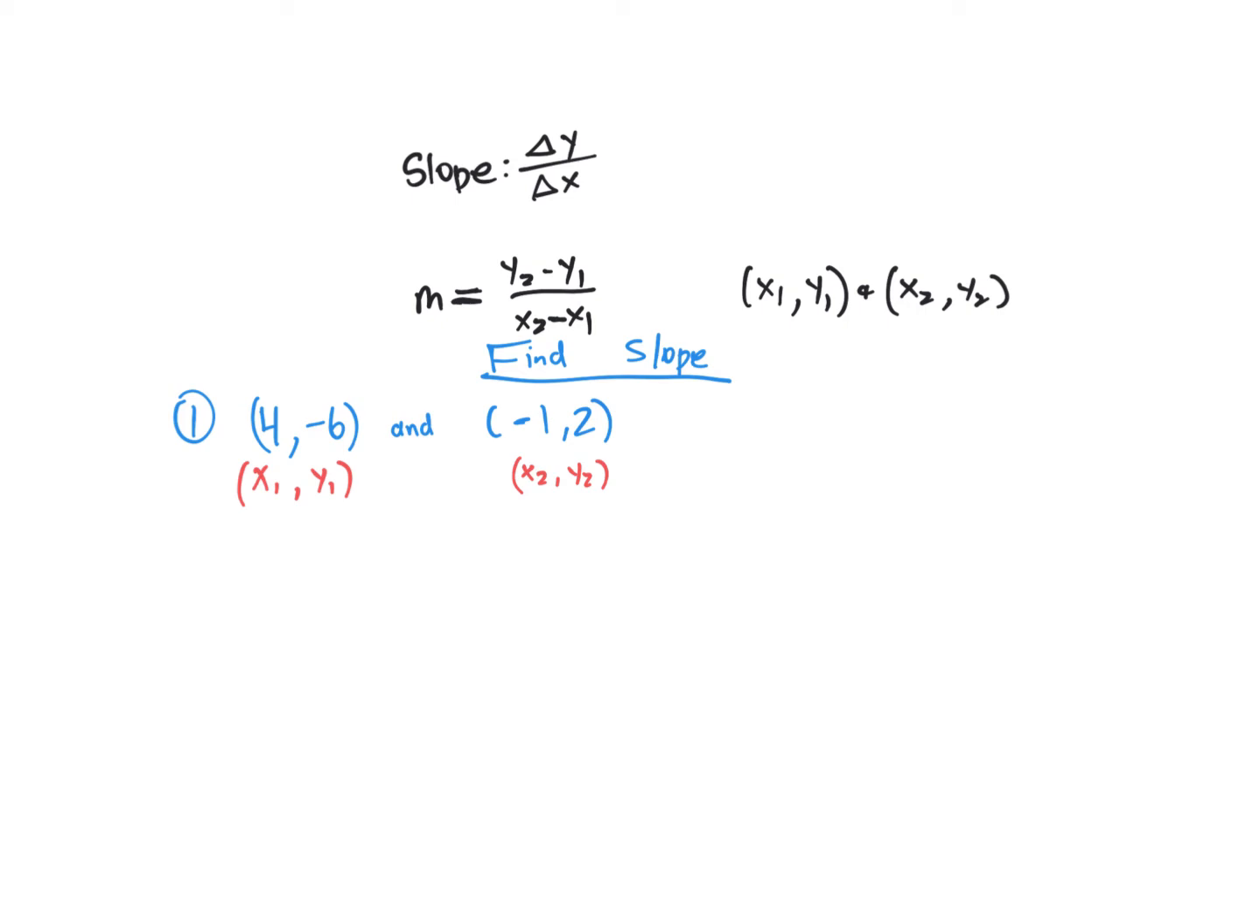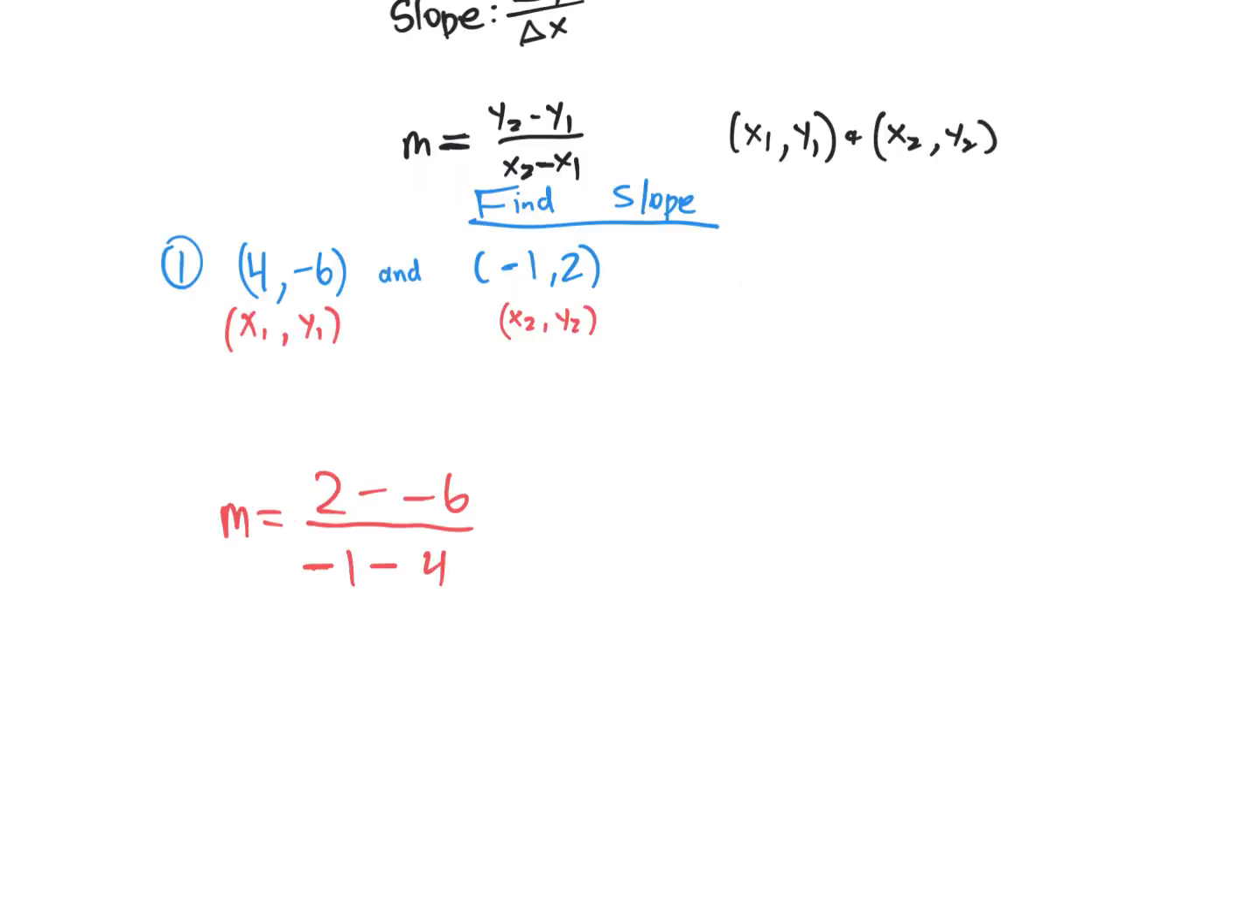So once we have these labeled, we can insert or substitute these values into my equation. So instead of y sub 2 minus y sub 1, I'm going to write 2 minus -6. And instead of x sub 2 minus x sub 1, I'm going to write -1 minus 4. So then all I have to do from here is simplify. Just be careful when you subtract a negative number. It's kind of like adding that number.